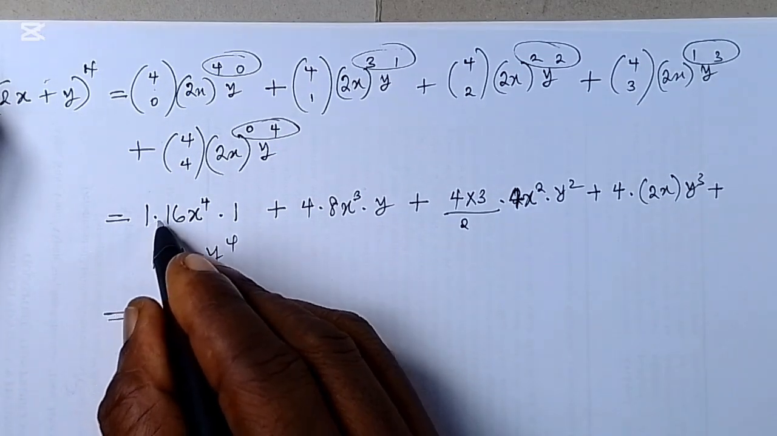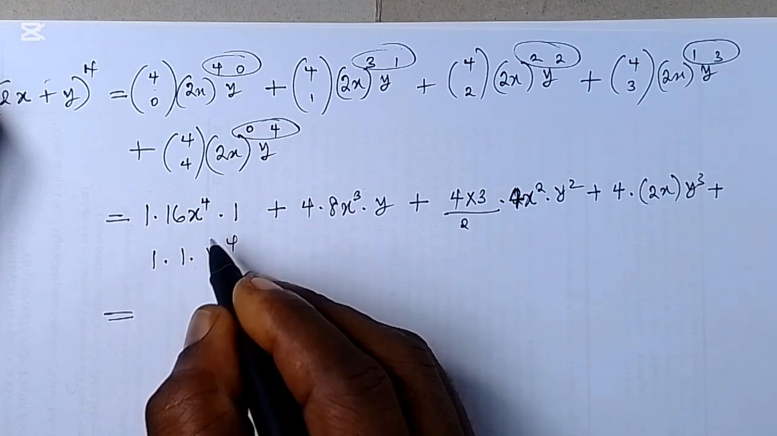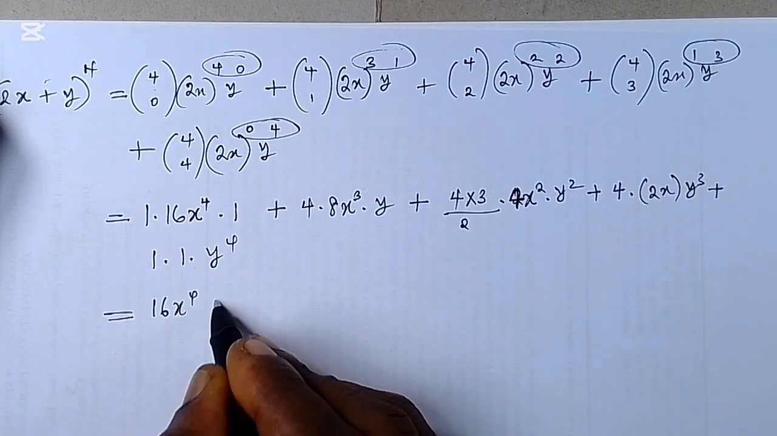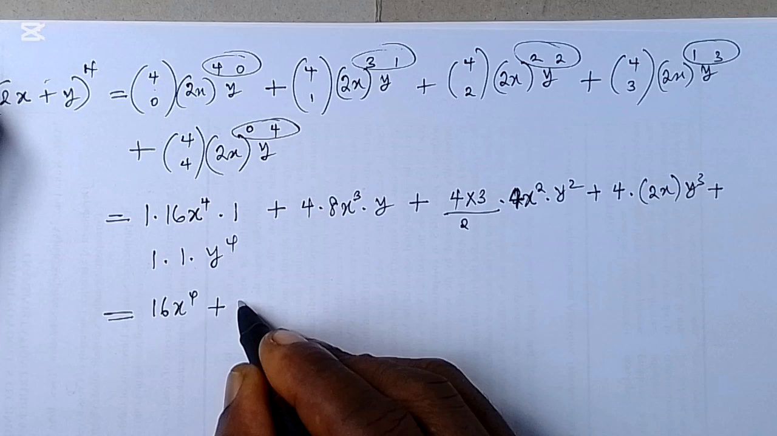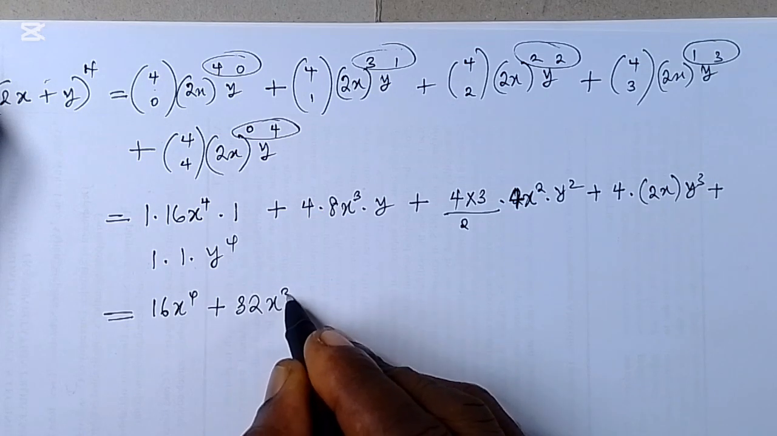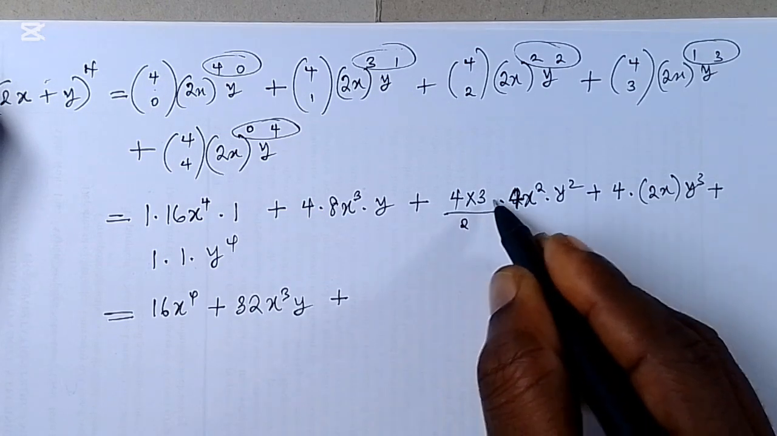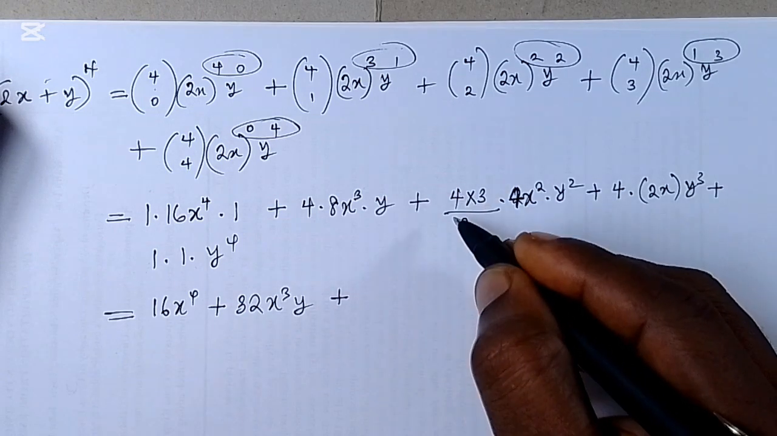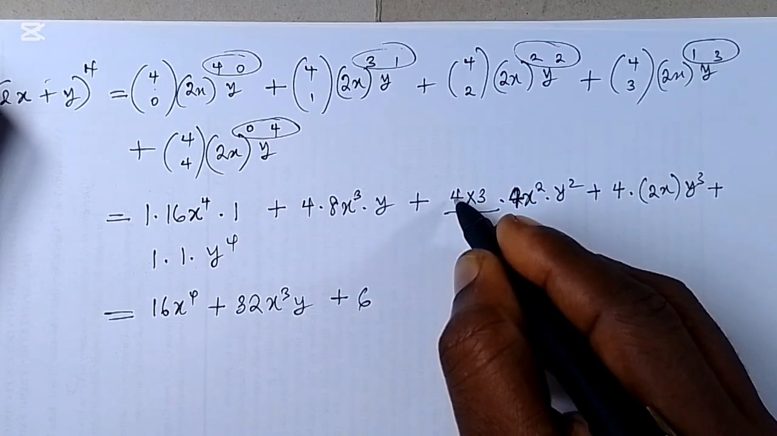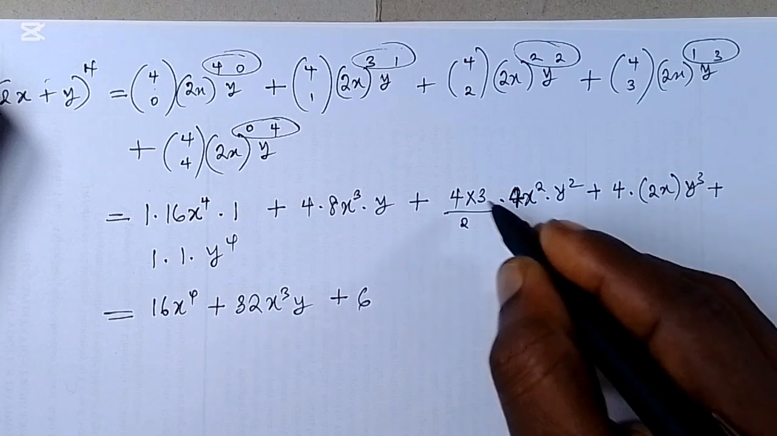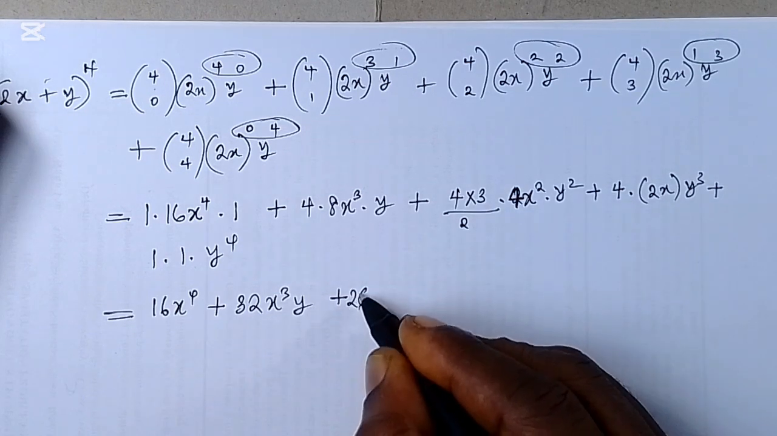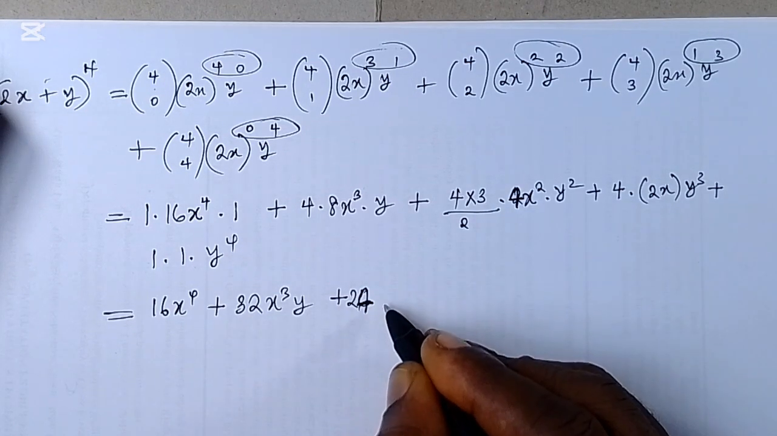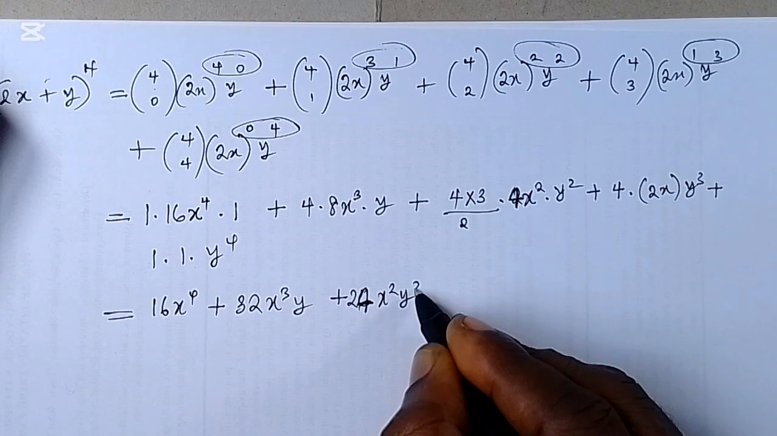So all you have to do is 1 times 16x raised to power 4 times 1 will give you 16x raised to power 4, plus 4 times 8 is 32, so I have 32x cubed y, plus 4 times 3 is 12. So 2 can divide 4, so that will be 6 when you multiply that 2 with 3. So 6 times 4 will give you 24. So let's get it done at once. So that will be 24x squared y squared.